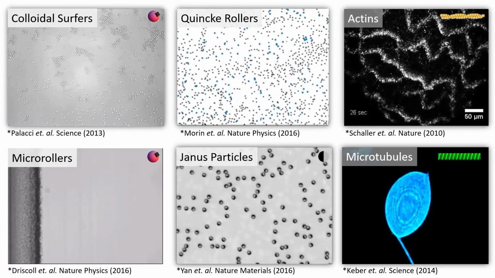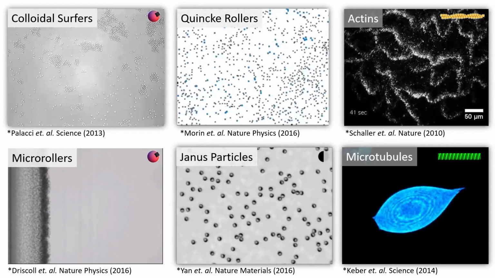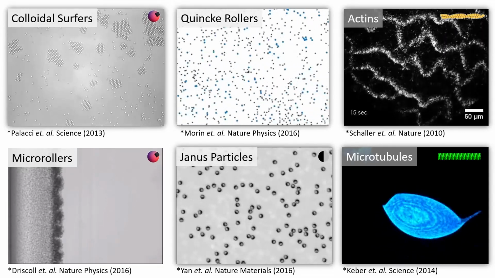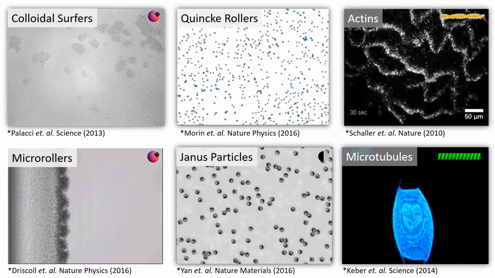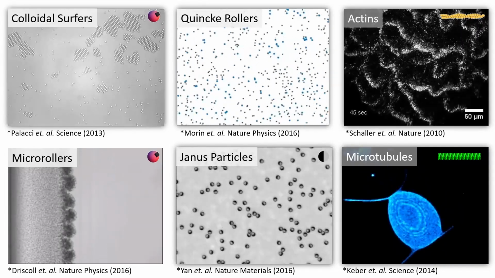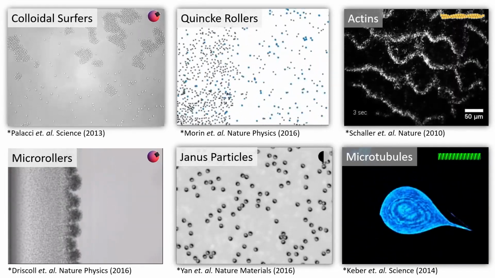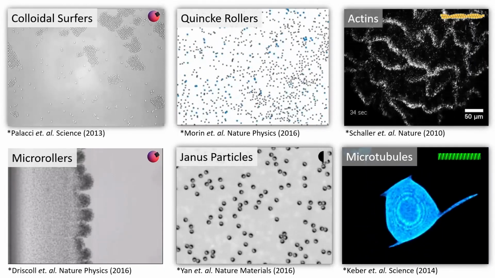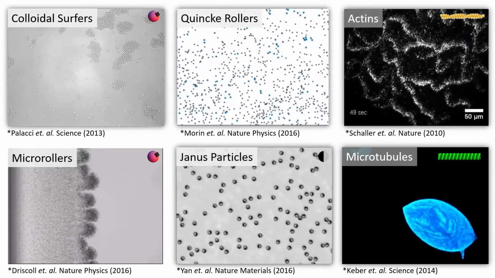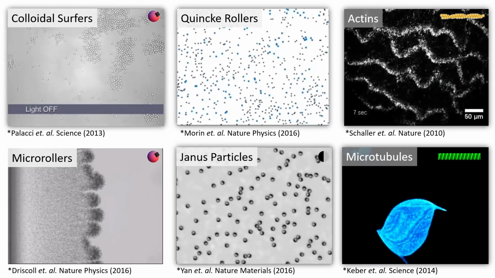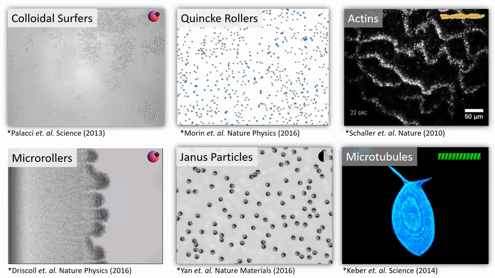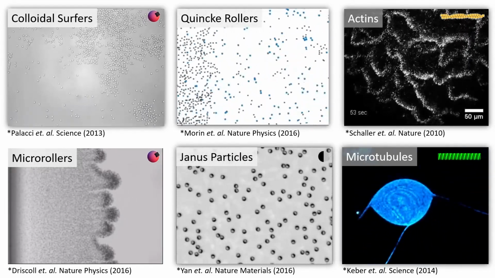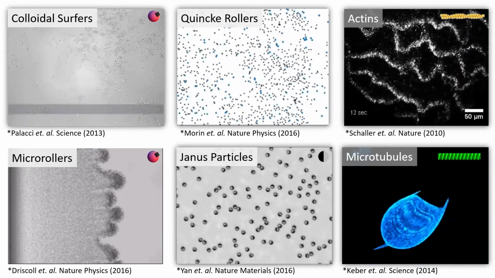However, active matter is not only limited to living things. Scientists have also invented various active matter systems where the constituents can move by themselves. Examples are colloidal surfers, Quincke rollers, gliding actins, micromagnetic rollers, and Janus particles. My postdoc advisor even created this squirming object which looks like a living thing, except it is not.